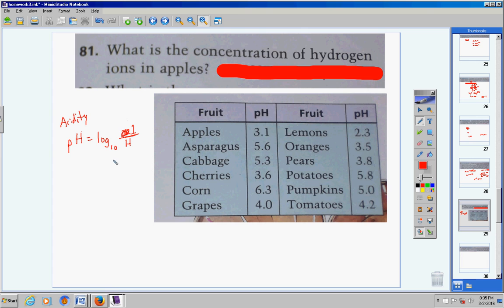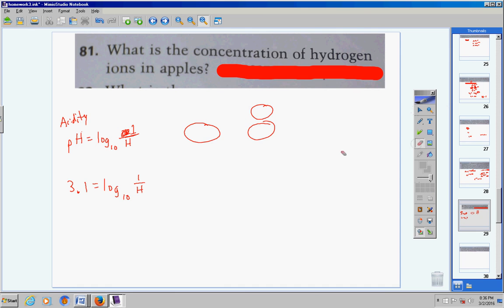I don't know what all that stuff means. I'm not a scientist, but I know that any of us can make a substitution and simplify. It's not that hard. So what is the concentration of hydrogen ions? We're looking for H. In apples, what is the pH for apples? 3.1, so my pH is 3.1, so put a 3.1 here. And there we go, guys. We can solve this so quickly.